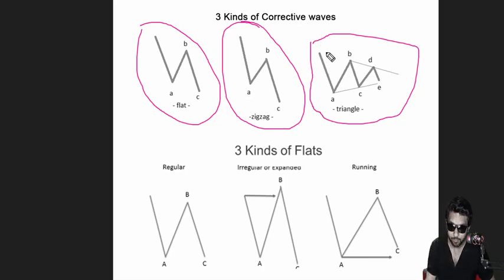ratio. So when this type of triangle is under formation for the wave 4, that is confirmed wave 4, and it's going to break to the upside for the wave 5. Okay, that is your three kinds of corrective wave.